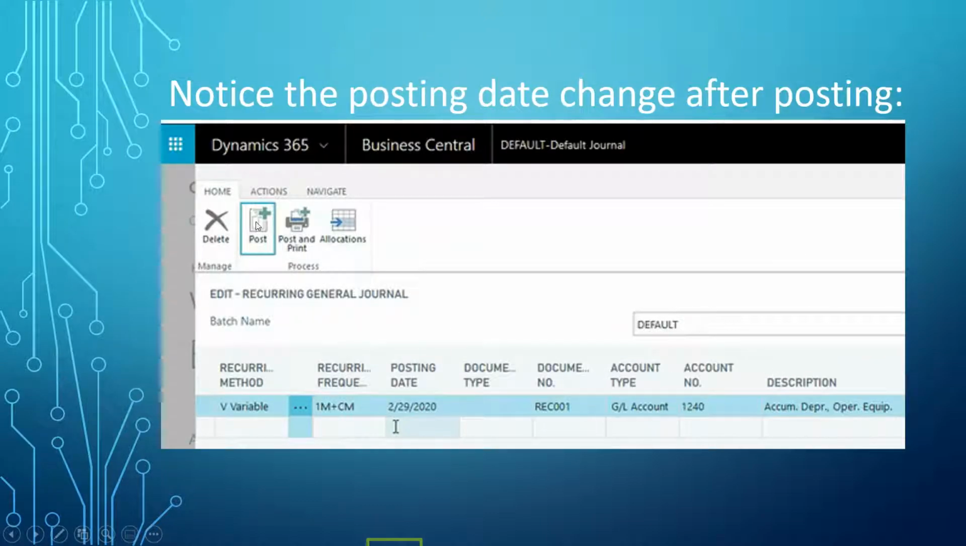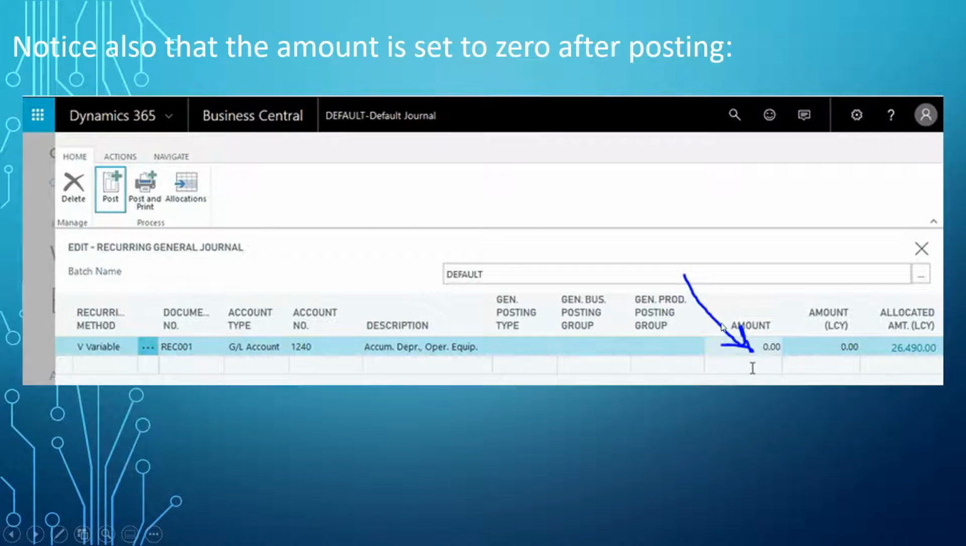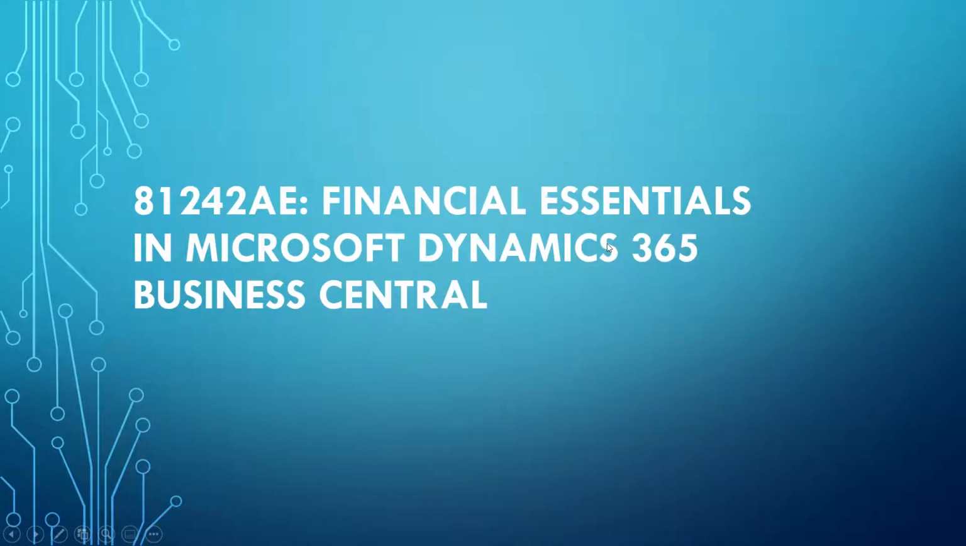And after that, I can post the journal, or I can preview posting if needed. And notice here, after posting the journal, because I initially chose the recurring method as variable, the amount will be set to 0. You see, the amount will be set to 0. That's it. I will show you a little bit more, but this is the course that addresses the recurring journal.